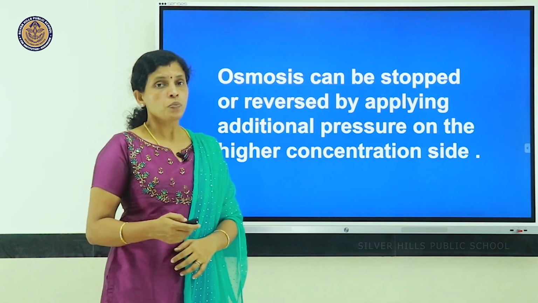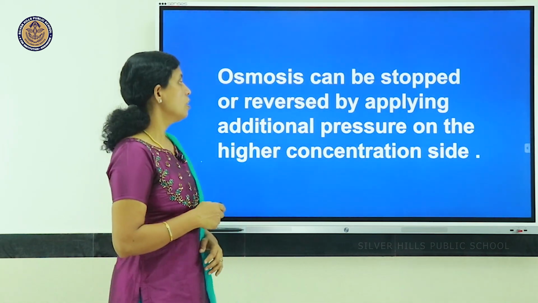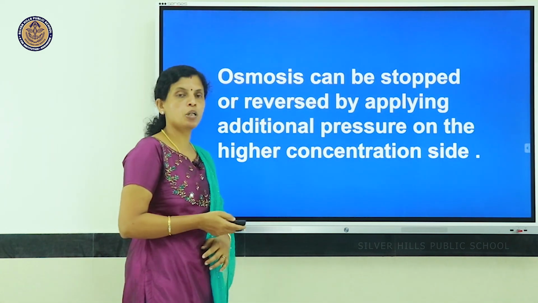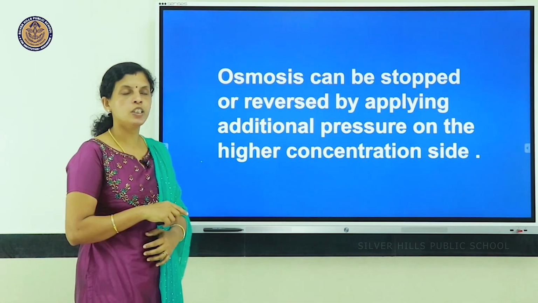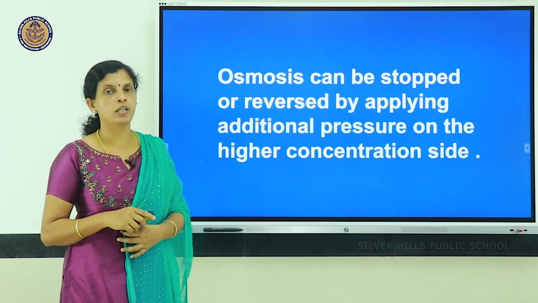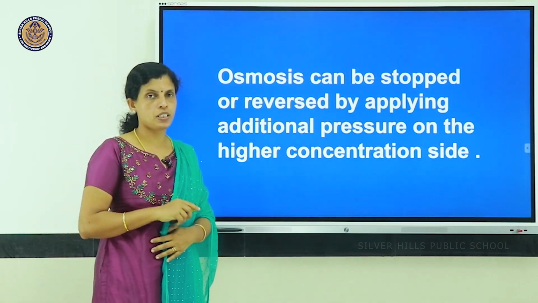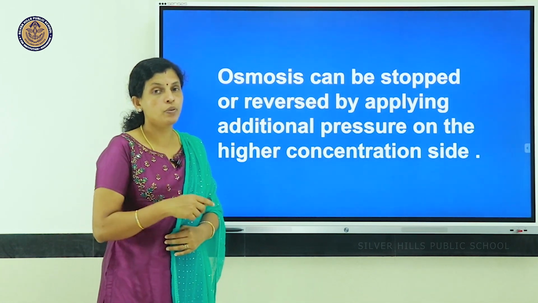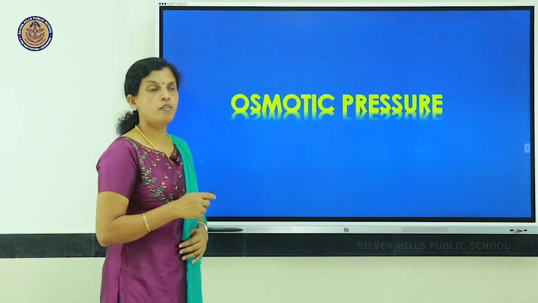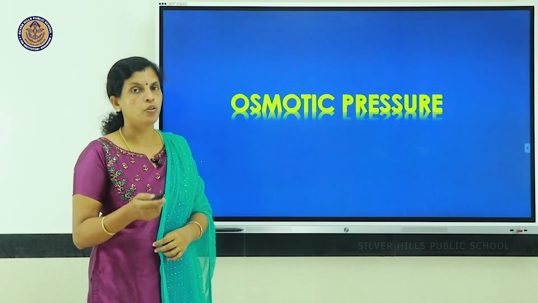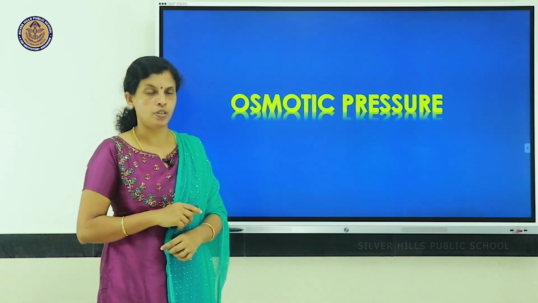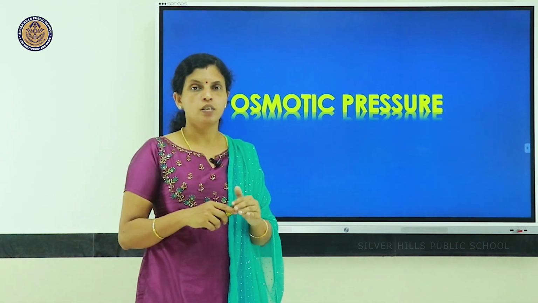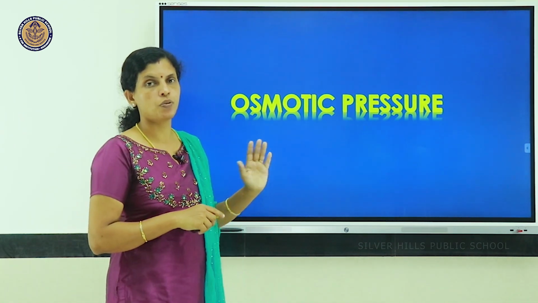Osmosis can be stopped or reversed by applying an additional pressure on the higher concentration side. Usually we apply the pressure on the solution side. So by applying a pressure, we can stop or reverse the osmosis process, whereas a diffusion process cannot be stopped or reversed. Now we are moving to the fourth colligative property, that is osmotic pressure.